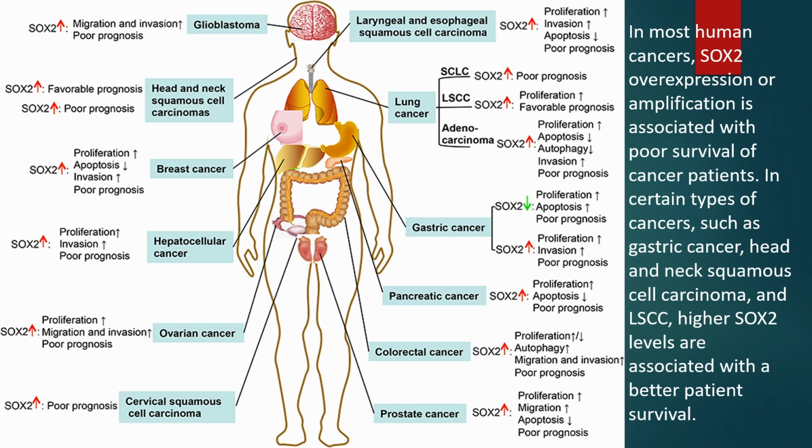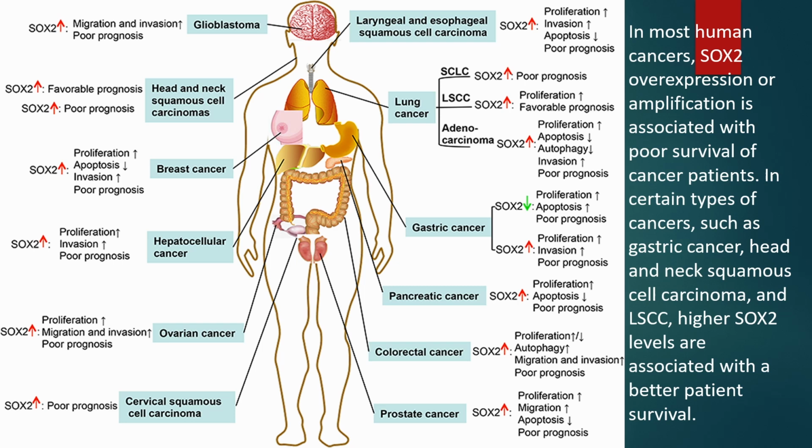Now, if we sum up how SOX2 is mainly involved in cancer, SOX2 overexpression or amplification is associated with poor survival of cancer patients. In certain types of cancer, such as gastric cancer, head and neck squamous cell carcinoma, and LSCC, higher SOX2 levels are associated with better patient survival.